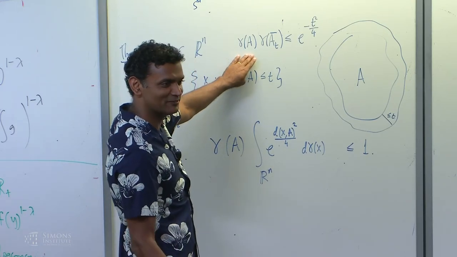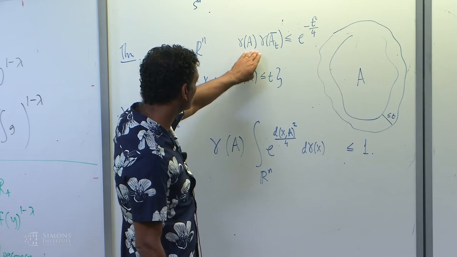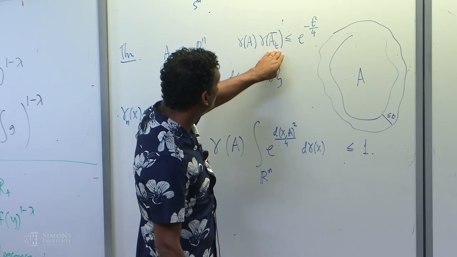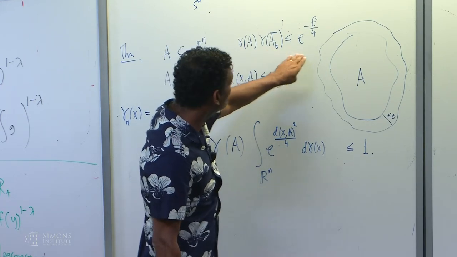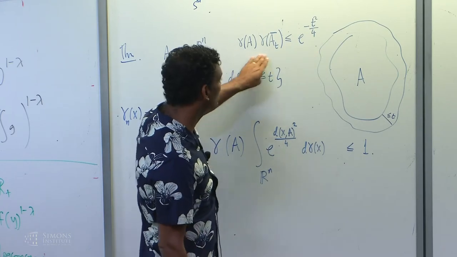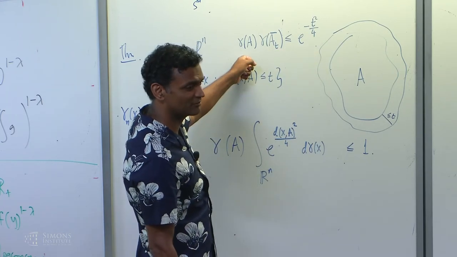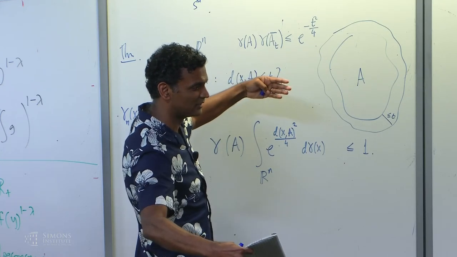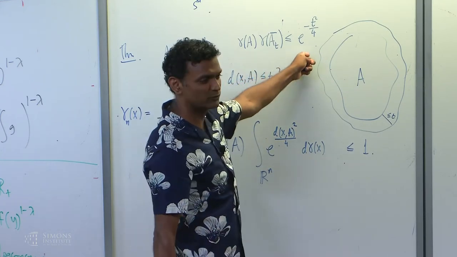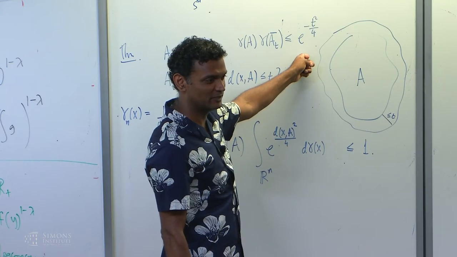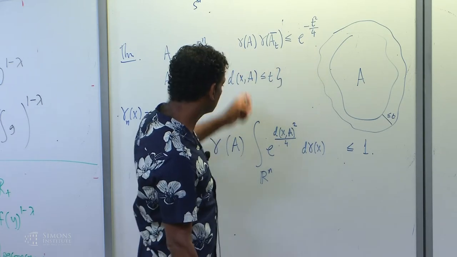It's of independent interest, right? The measure of any subset times the measure of what's far from it is small. So if your set is large, what's far from it must be very small. In particular, if gamma of A is, say, 1/2, so you have a Gaussian measure 1/2 set, you go out distance t, you're left with only exponential in t squared measure. Okay, why does this follow from this?